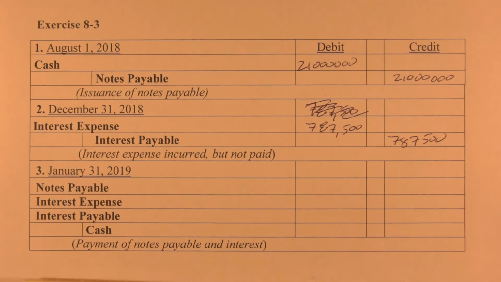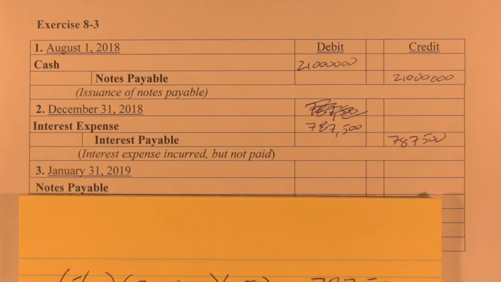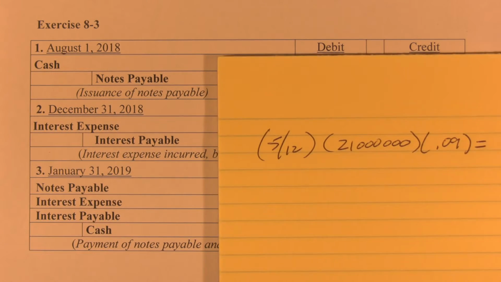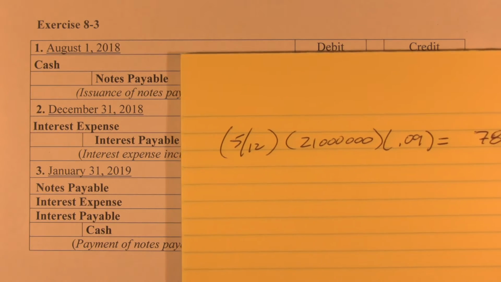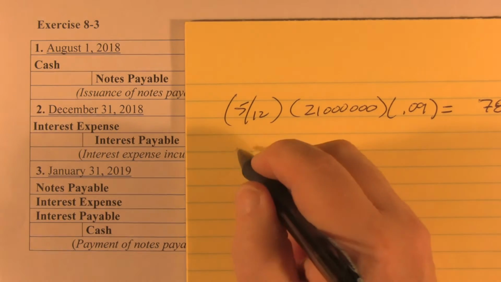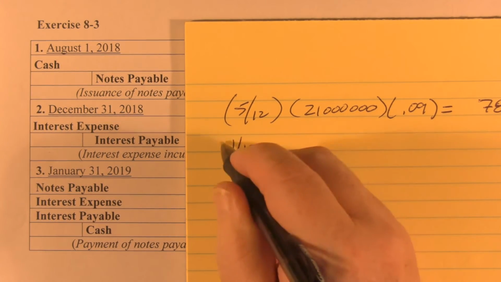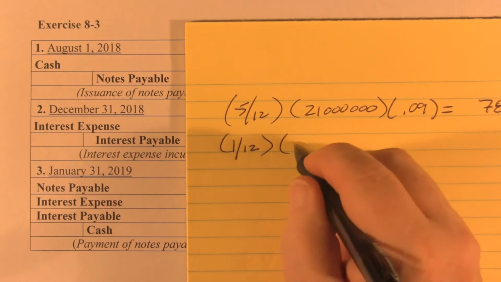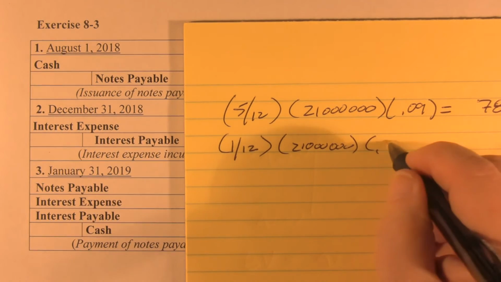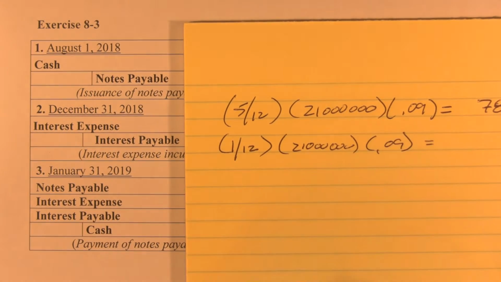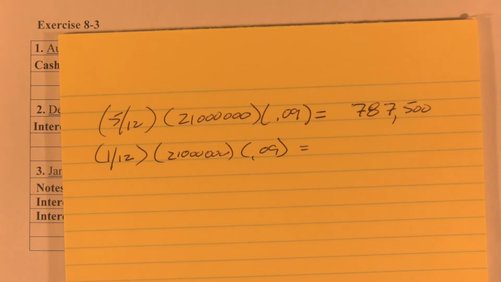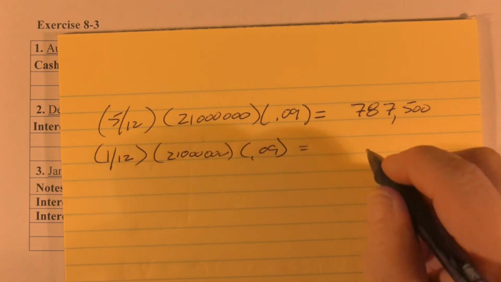Now, in January, we're going to pay them. But we also have to pay them 1 month's interest for January. So we have to figure out the interest expense for January, which is 1 month of the 12 in the year, times the 21 million, times the 9%. And again, please don't take my word for it. Please plug it into your calculator, and you'll come up with $157,500.